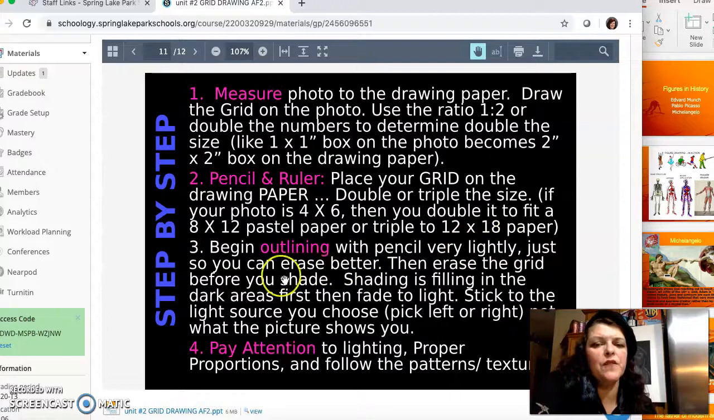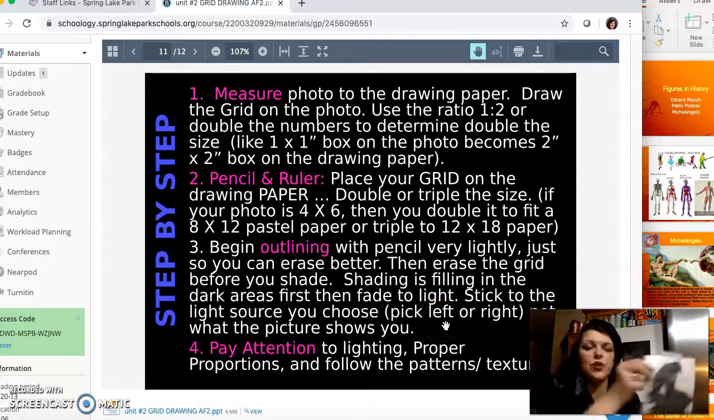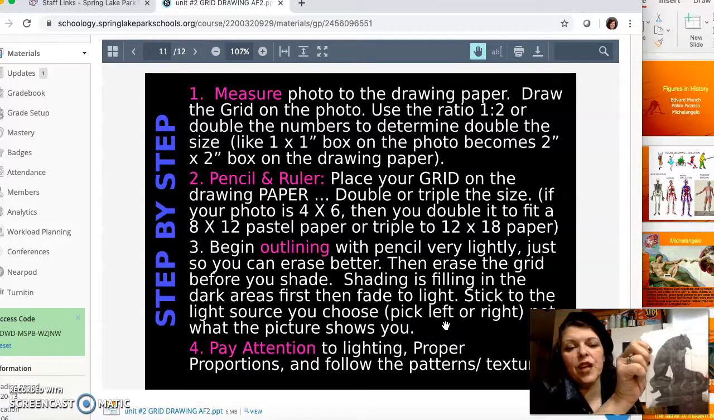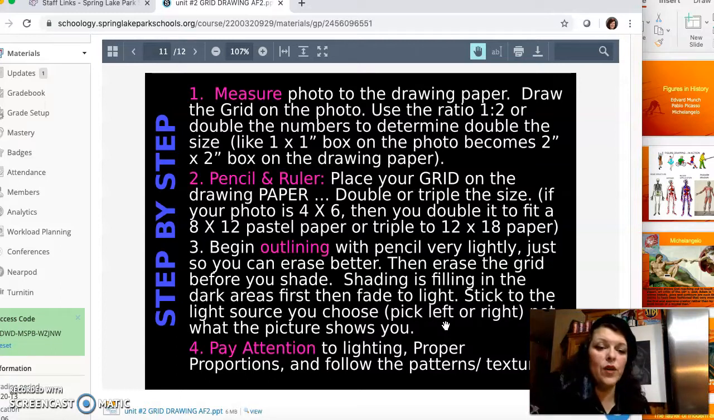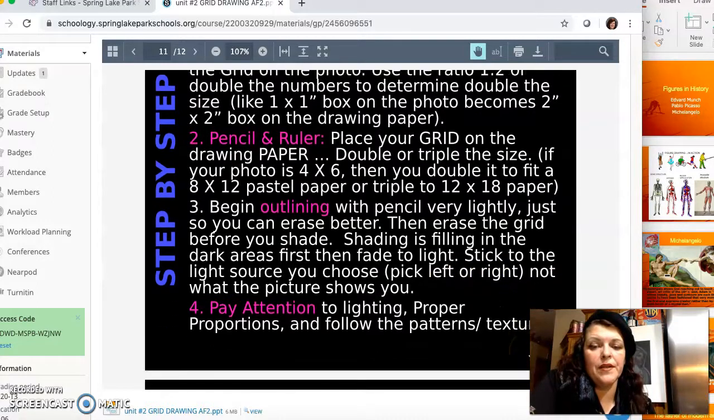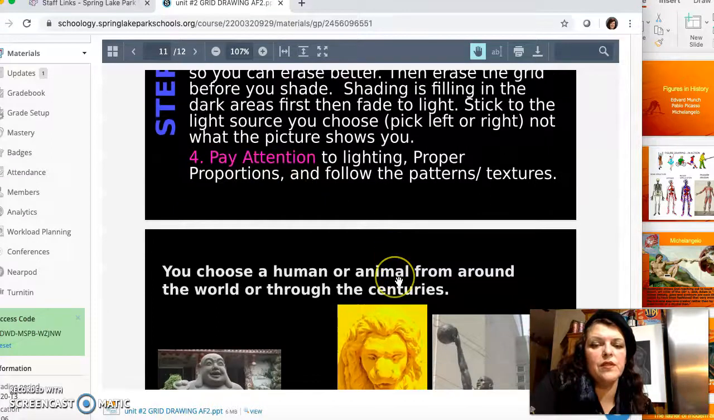Keep it light, especially if you want to erase. Sometimes pencil is hard if it's too heavy, and sometimes erasing the grid, right? So the grid has to stay light as well. Once you erase the grid, then you're ready for shading. And what I wrote here is stick to the light source that you choose. So maybe like this picture that I showed you of the wolves, it's flash photography that was taken for this picture. So maybe what you have to do is decide, right? Decide, is it left side or is it right side? And then stick to that lighting, okay? So pay attention to lighting, pay attention to proportions and to patterns.